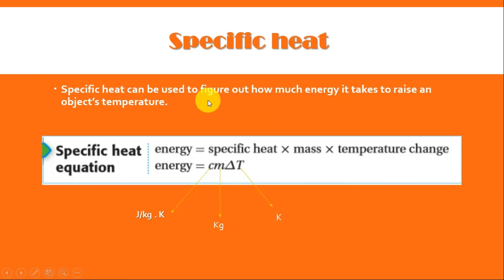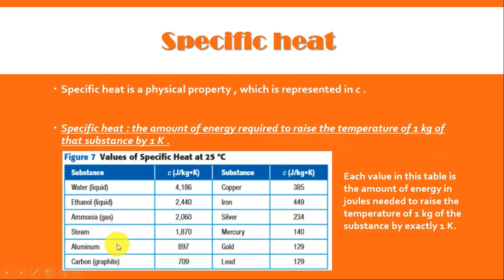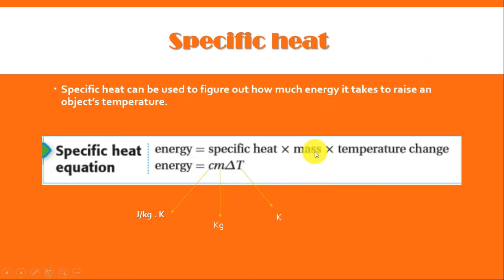Specific heat can be used to figure out how much energy it takes to raise an object's temperature. So if I want to know the amount of energy I need to raise the temperature of this object, what I do is multiply the specific heat, the value from the table, which depends on the material. If I ask you about water, I will give you the specific heat for water. If I ask you about copper, I will give you the specific heat for copper, and so on, times the mass of the object times the temperature change.